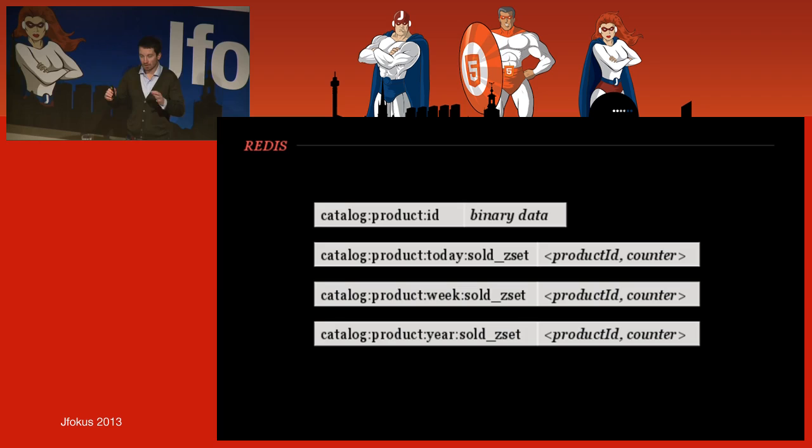In Redis, we store the same map as we stored in Riak, like a catalog with product ID, catalog.product_ID with binary data. And then we can also store some helper sets, like how many products are sold today, and which products sell the most, and we can sort it on number sold per product, and week and year, and so on. The limit on that is what you can do with Redis here.